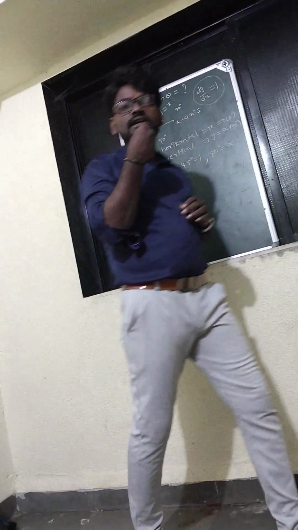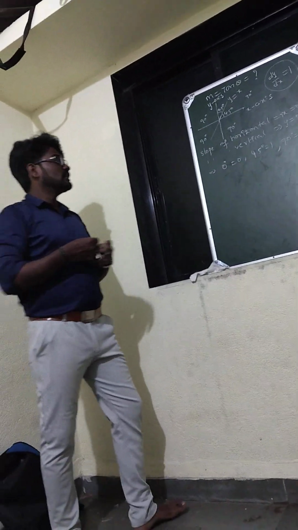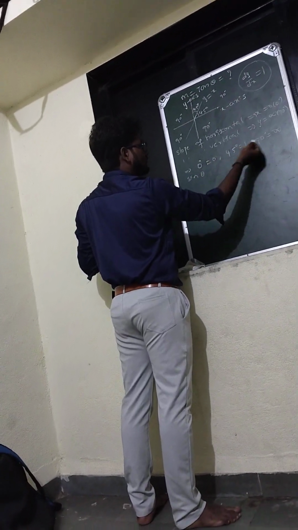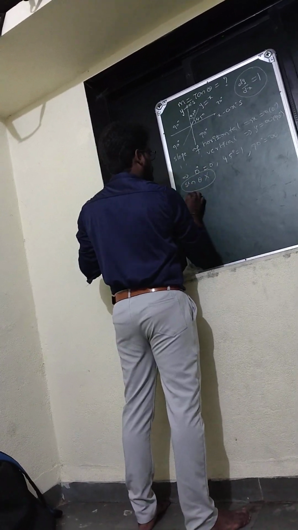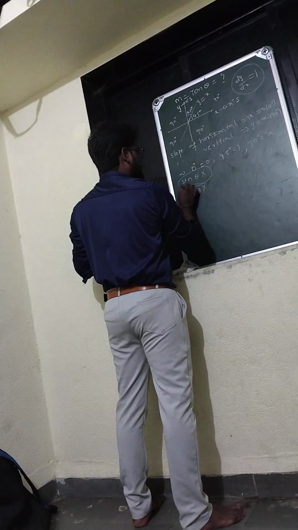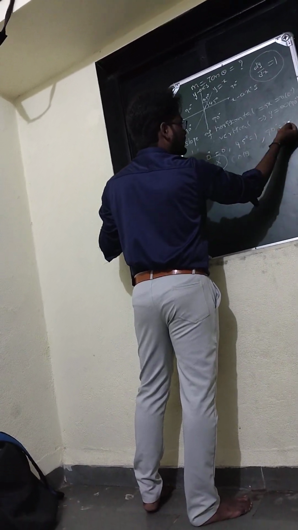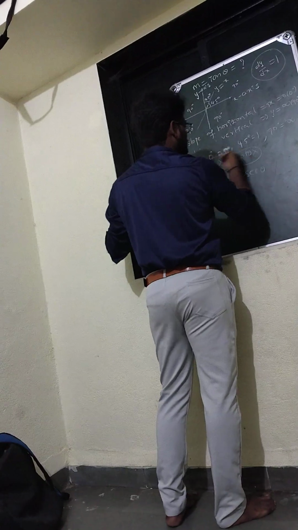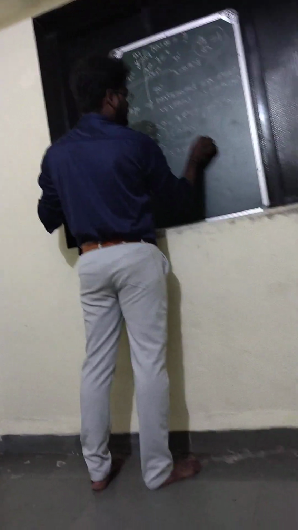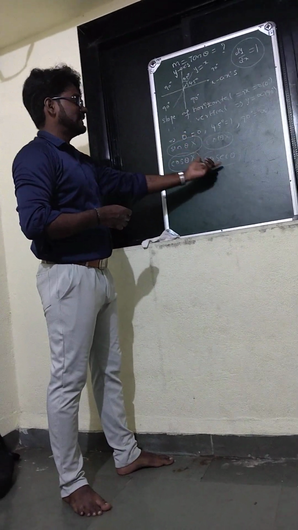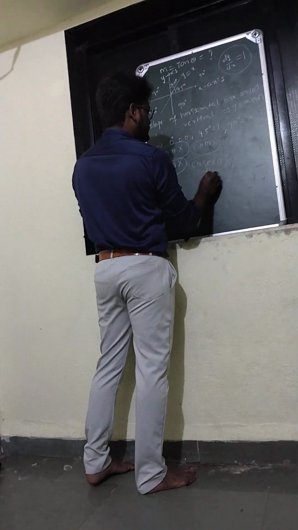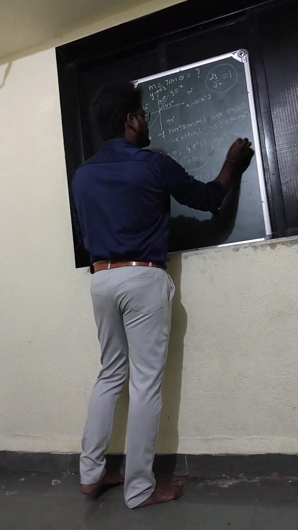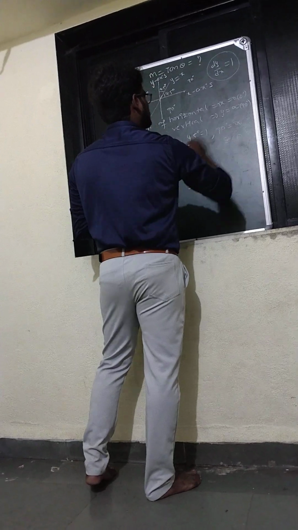Which trigonometric ratio satisfies these three conditions? Sine: sin 0 is 0, but sin 45 is 1 by root 2, so not satisfied. Cos theta, not satisfied. Cot: at 45 it is 1, but at 90 it is 0, not satisfied. Cosecant theta means 1 by sin theta; sin 0 is 0, so 1 by 0 is undefined, not satisfied. Secant theta also not satisfied.